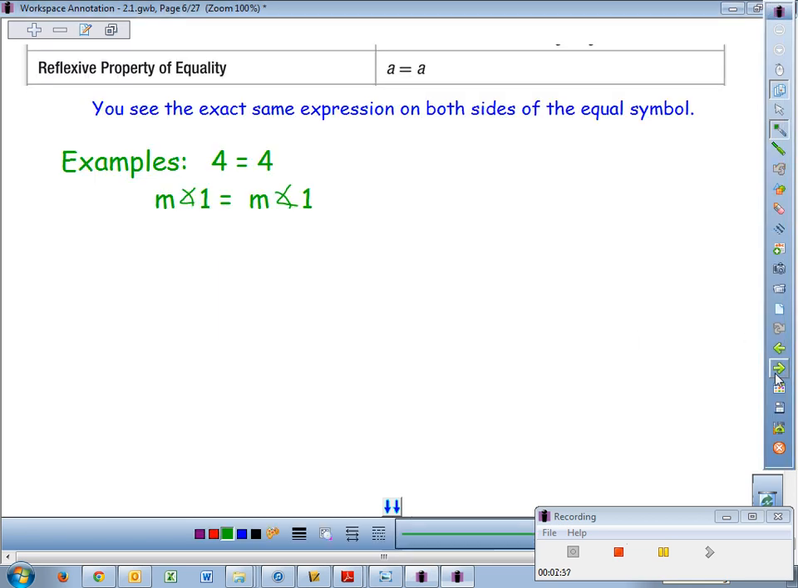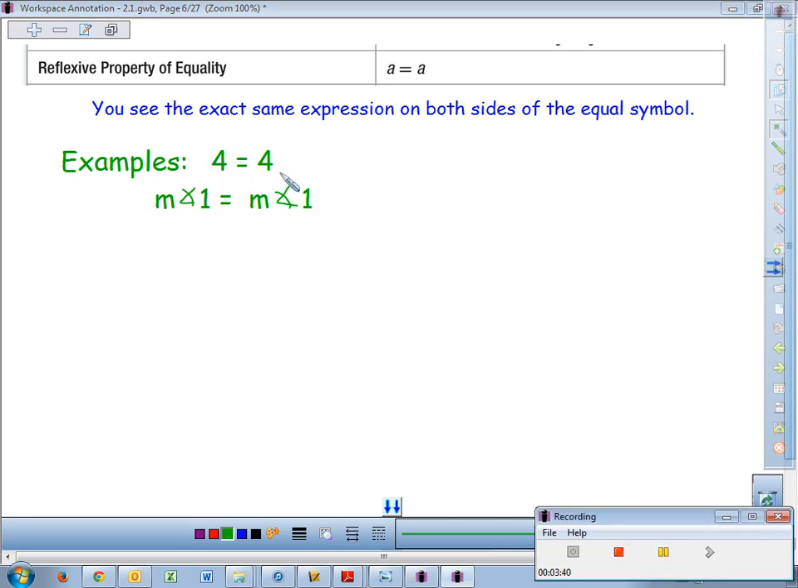Next one, new to us, the reflexive property of equality. Just write the blue information down. The reflexive property of equality says A equals A, baby. A equals A. You see the exact same expression on both sides of the equal symbol. It's so simple that it's hard.